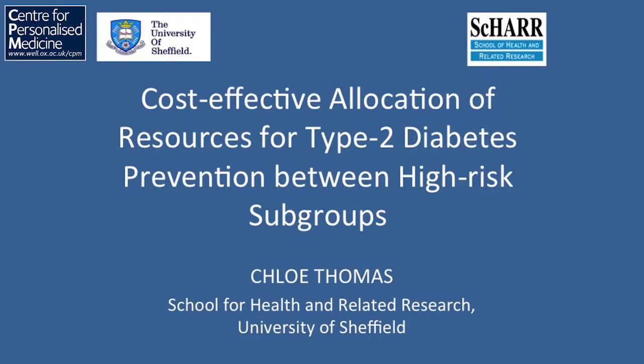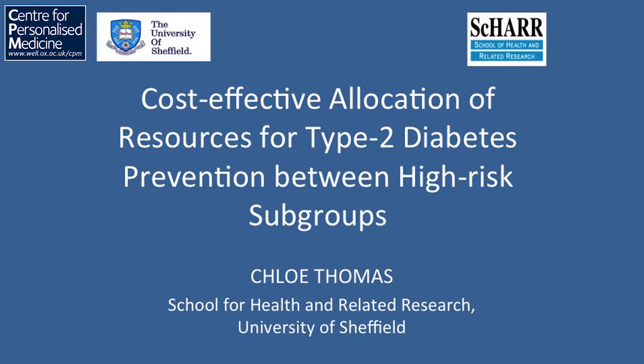Yes, so I hope this won't be too off topic because I'm not going to really talk about genomics at all, but I am going to talk about resource allocation, in particular how cost effectiveness modelling can be used to help make decisions about resource allocation between different subgroups that might be at high risk of a disease. So in this case, type 2 diabetes.